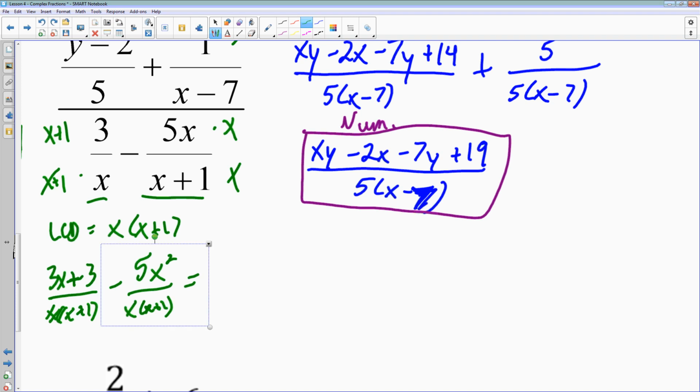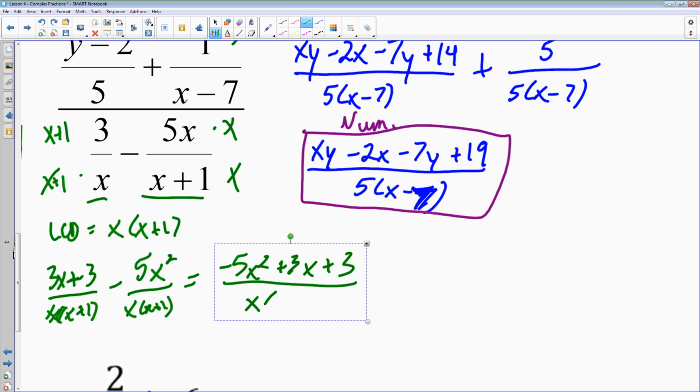So I end up getting minus 5x squared plus 3x plus 3 over the LCD of x times x plus 1. So here's my numerator, here's my denominator.